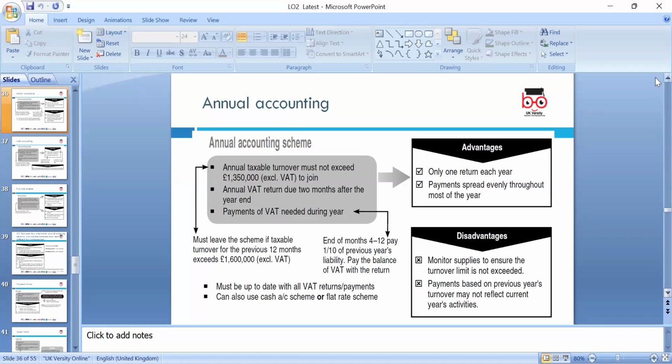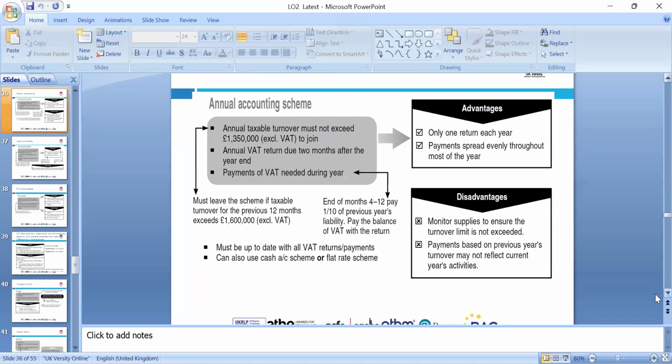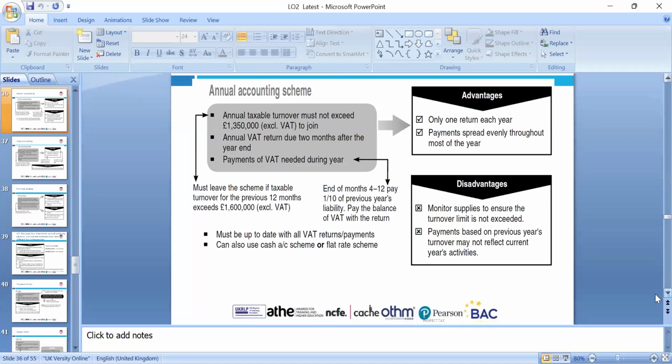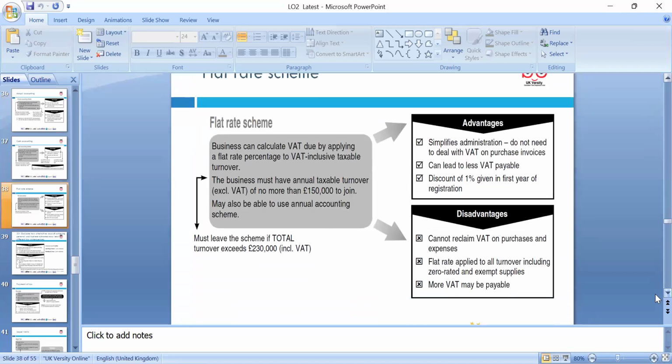Up to 1.6 million, so we can look at these accordingly. So we have to look at the turnover, and you can suggest to the client which scheme is best for them. In annual accounting there is only one return, or with annual accounting we can use other schemes like cash accounting as well. The flat rate, yes, so flat rate is one rate.